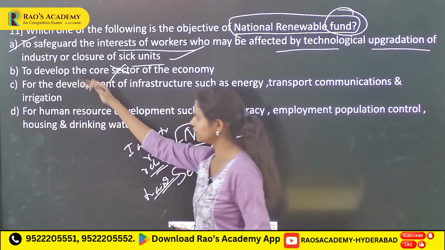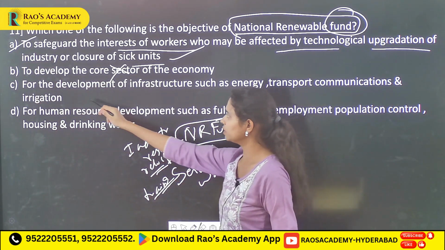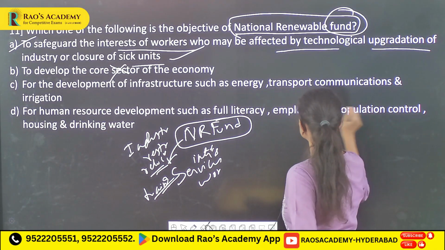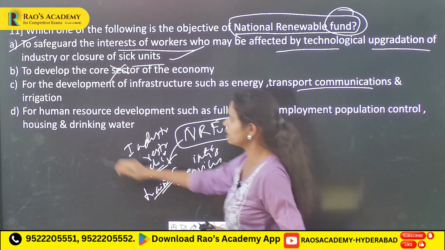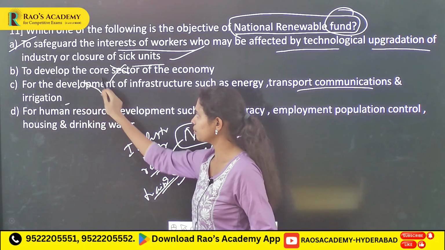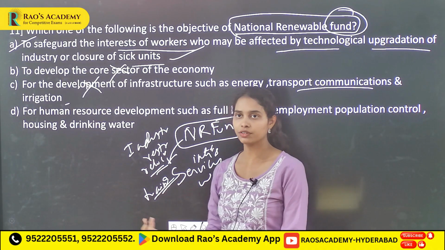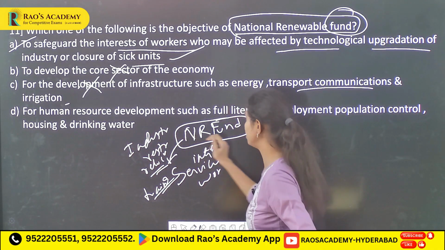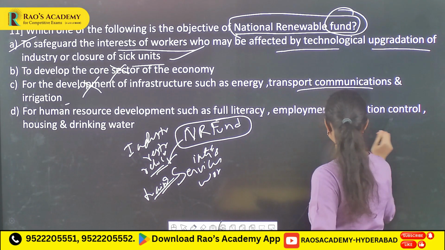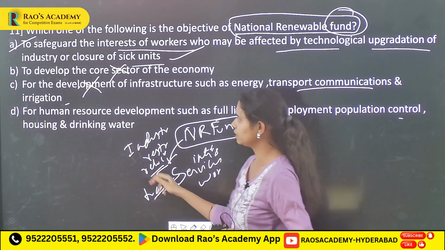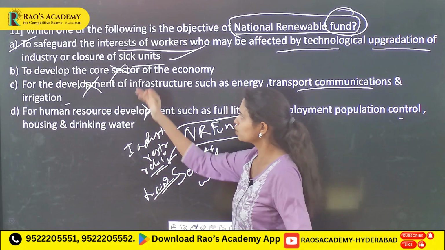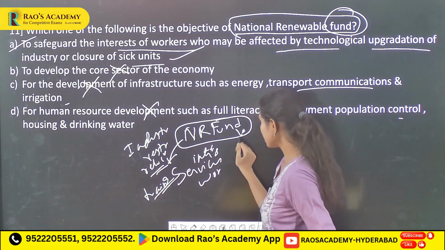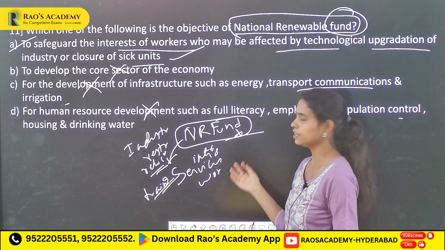If you see the remaining statements also, the third one is for the development of infrastructure such as energy, transportation, communications, as well as irrigation. It is not talking about the improvement of infrastructure, but about promoting welfare services. Then, for human resource development such as full literacy, employment, population control, housing, and drinking water, which is also an incorrect one. So option A is the correct one, which directly talks about this particular fund called the National Renewable Fund.